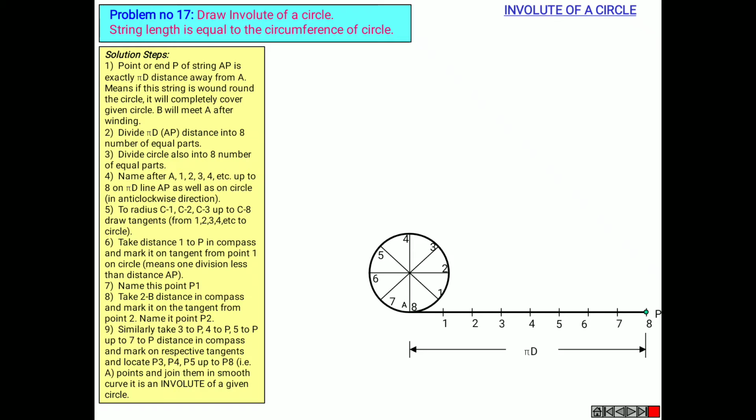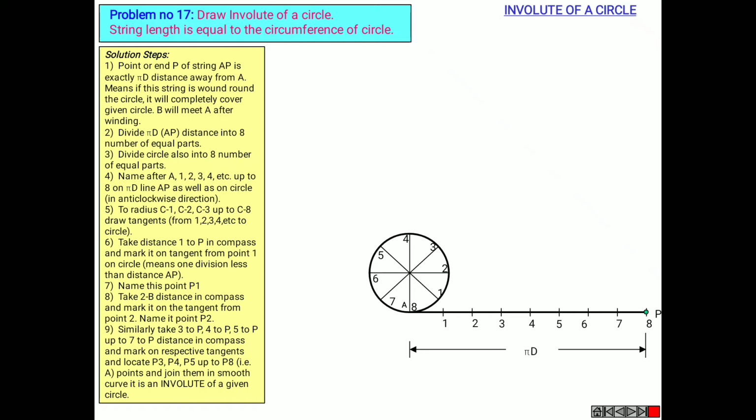See, point or end P of a string AP is exactly pi d distance away from A. Means if this string is wound around the circle, it will completely cover the given circle. B will meet A after winding. So now divide pi d of AB in distance into 8 equal parts. Similarly, divide the circle also into 8 equal parts.